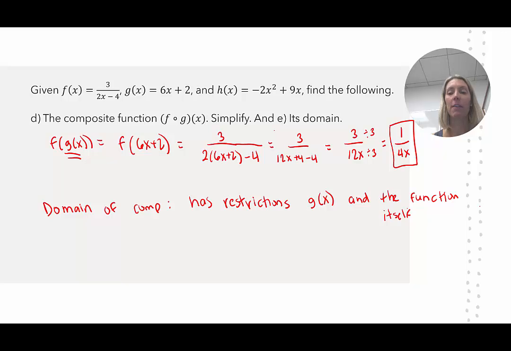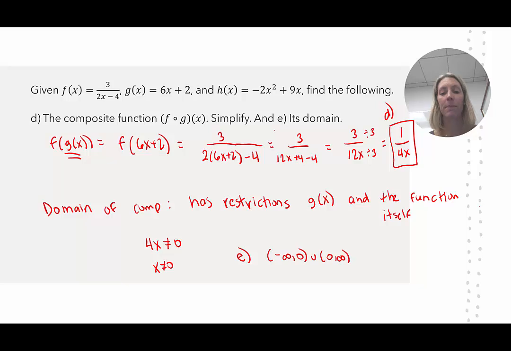Now we look at the function itself and we're like, okay, 4x is not allowed to be 0. That's a restriction on the domain. What would cause 4 times x to equal 0? If x is equal to 0. And so now we know, this is my answer to D. The domain of the composite function is going to be all real numbers except for 0. In interval notation, we can write that as negative infinity to 0, union 0 to infinity.